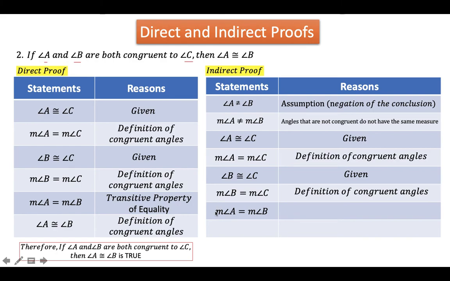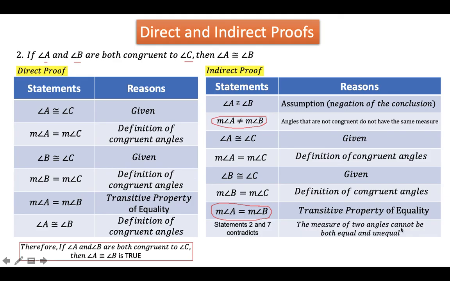So we can also say that the measure of angle A is equal to the measure of angle B. That is by the transitive property, because these two angles have the same measure as angle C. Now, notice that statement number 7 and statement number 2 contradict each other. The measures of angles A and B here are equal, while in here, not equal. The measures of two angles cannot be both equal and unequal at the same time. Therefore, since they contradict, our statement is true. If angle A and angle B are both congruent to angle C, then angle A congruent to angle B is true.